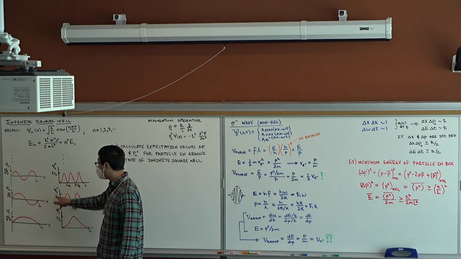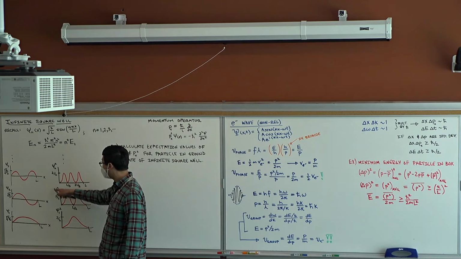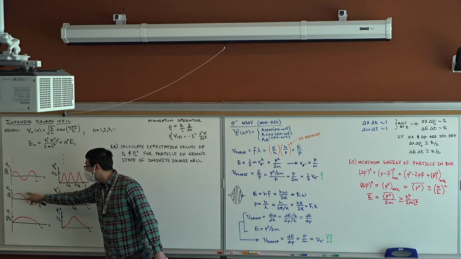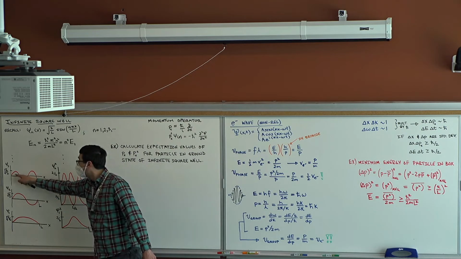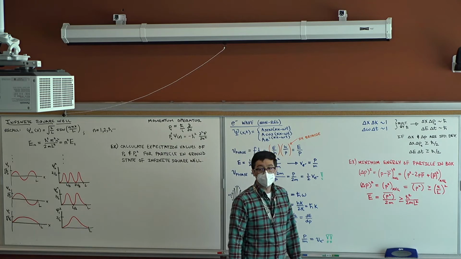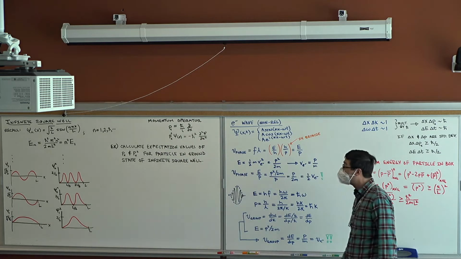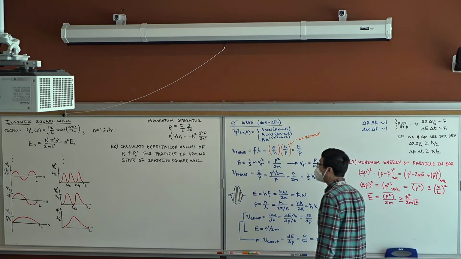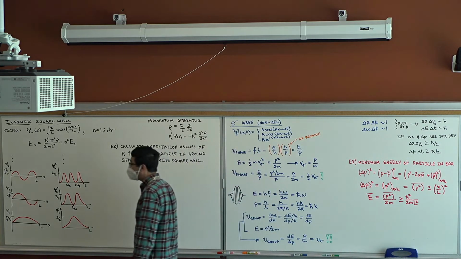Psi 1 squared, psi 2 squared, psi 3 squared look as such, right? This turns to this, these two turn to these two, these three turn to these three. Hopefully that makes sense. If not, I think our other lecture video should make some sense of that.